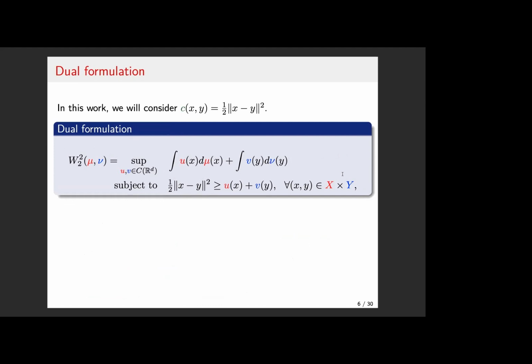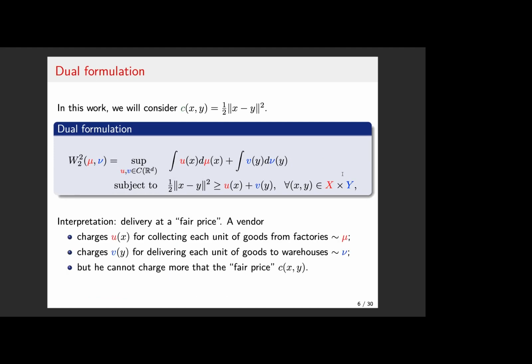using a logistics interpretation. So let's come back to our factories and our stores. But this time, we're going to ask a vendor or a logistician to do the delivery. And this vendor is going to charge us according to a certain pricing scheme. He's going to charge us a price U of X for collecting each unit of good from a factory, and those factories are distributed according to mu. And he's going to charge V of Y for delivering each unit of good to the warehouses that are distributed according to nu. Of course, the vendor aims to maximize his profits.